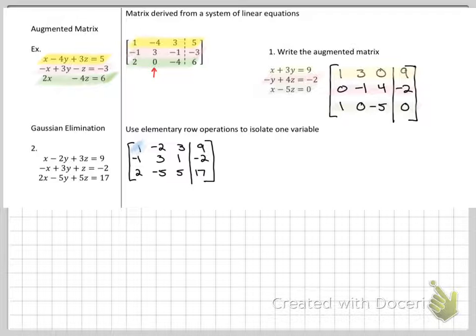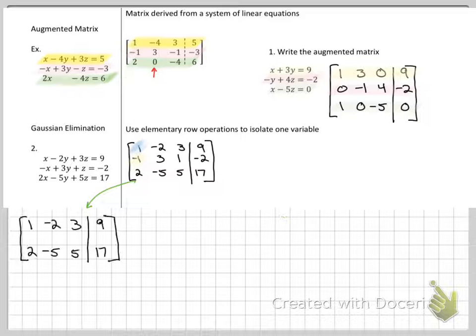Now we want to work on right below it. Do you remember what that coefficient is supposed to be? That yellow coefficient is supposed to be a 0. So what row operations can we do, just like we did before, but now we're doing it in a matrix? What row operations can we do to make that turn into a 0? See if you can try it on your own.